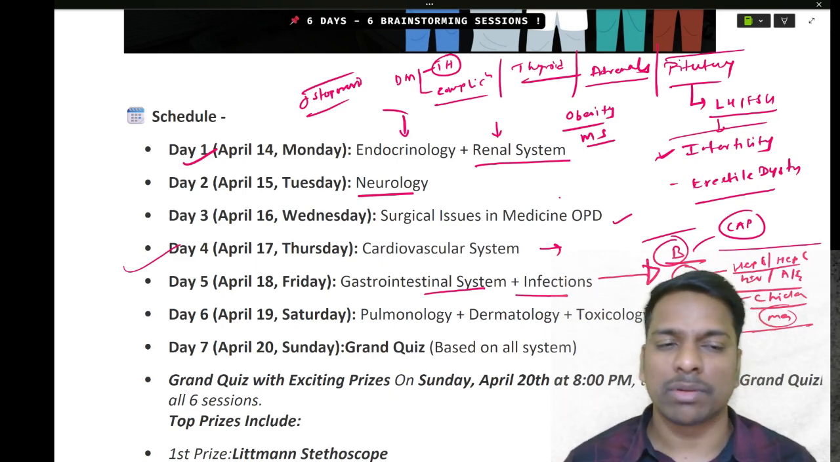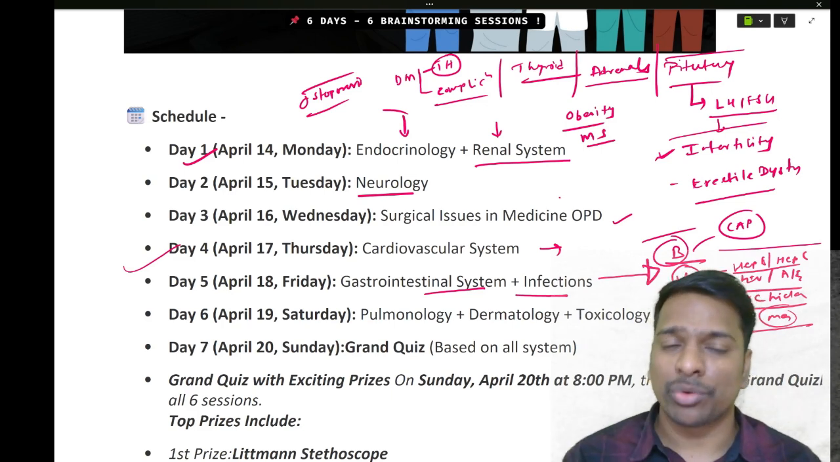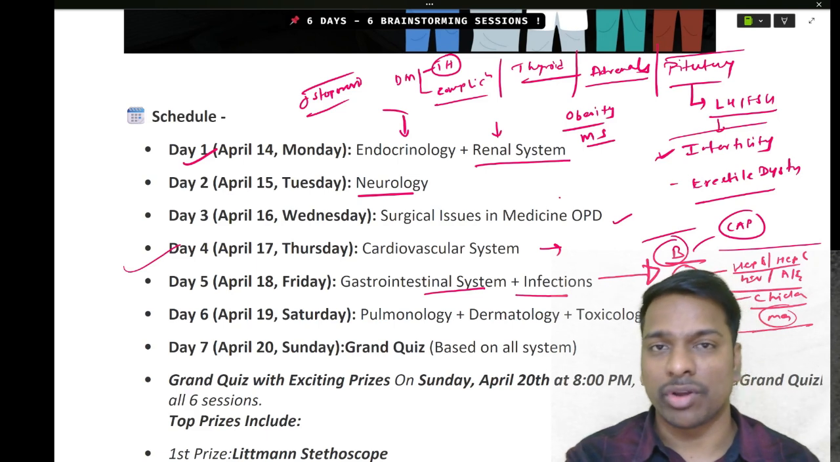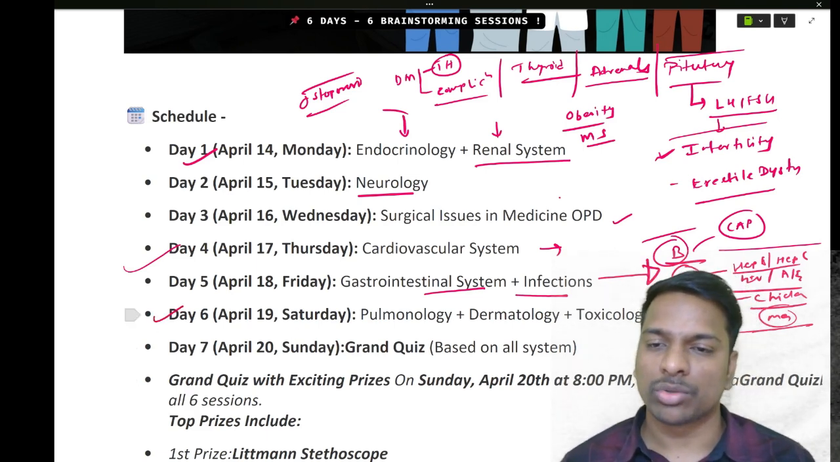Okay, so all these things will be discussed in the fungus topic, including tinea cruris, tinea capitis, etc., even dandruff, hair fall, and all these things related to the fungal infections. We're going to discuss those also. Okay, coming to day 6.